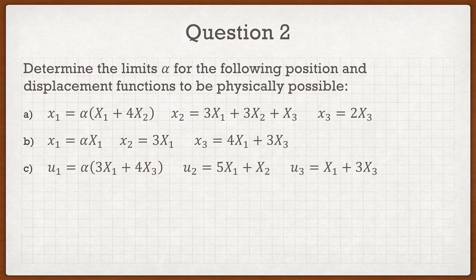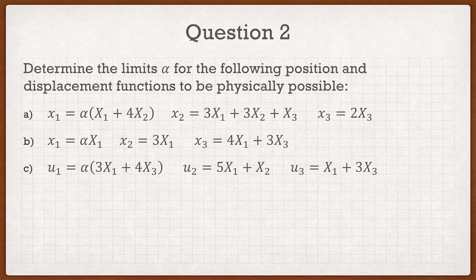So question number 2 says, determine the limits alpha for the following position and displacement functions to be physically possible. So the key here is that we want to figure out alpha, and if we look at these equations, each one of them has alpha somewhere. And we've got to determine alpha to make sure that these are physically possible. So we're going to have to talk about what makes a set of position functions or displacement functions physically possible.